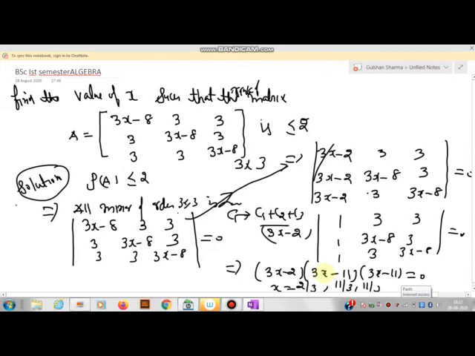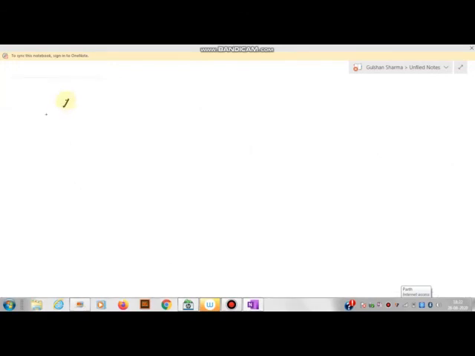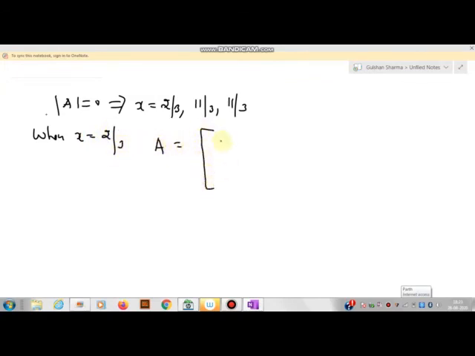For these values of x, we can find the rank also. Previous part we have done, determinant is 0. So this has given us three values, x is 2 by 3, 11 by 3, 11 by 3. Now when x is 2 by 3, substitute in A, what do you get? When you put the value in A, you get minus 6, 3, 3. So this is 3, minus 6, 3, and this is 3, 3, minus 6.